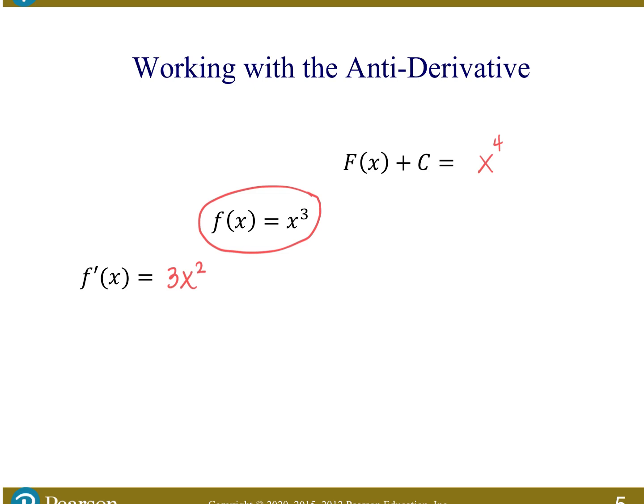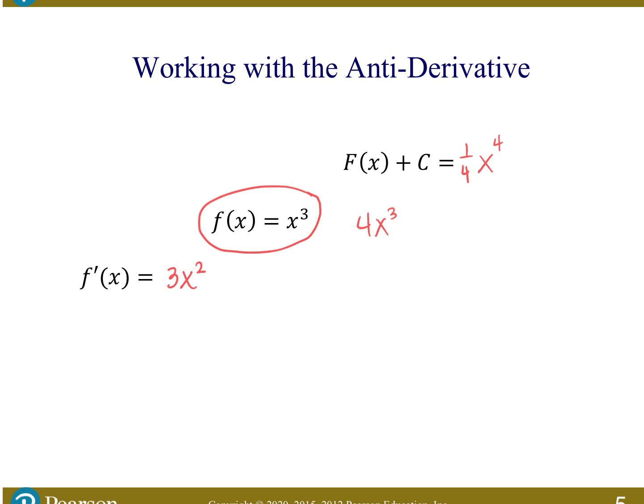Now, is that all it is? What would the derivative of x to the fourth be? It would be 4x cubed. And we just want it to be plain x cubed. So how are we going to make it be plain x cubed instead of 4x cubed? Make it a fraction. What do you mean? Make it so that it equals 1. Okay, how do I do that? Change it to 1/4 of x to the fourth.